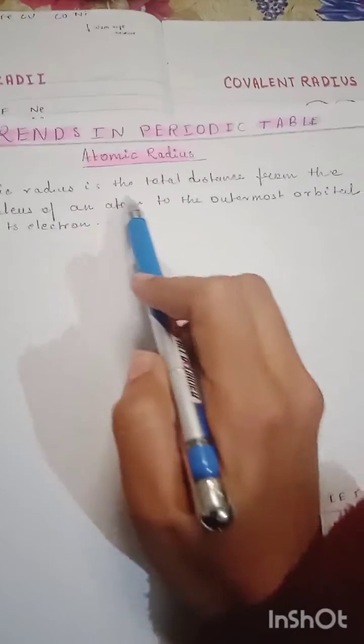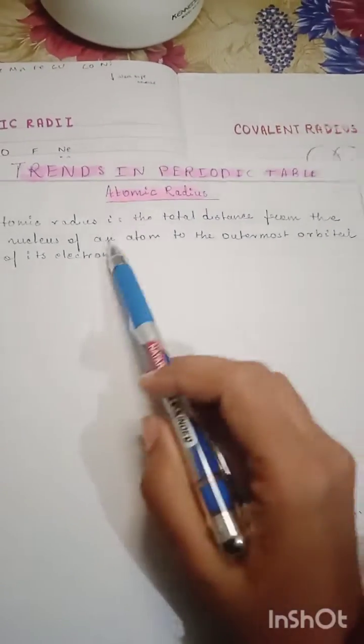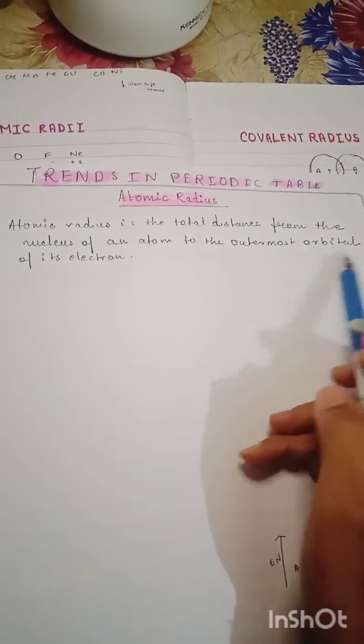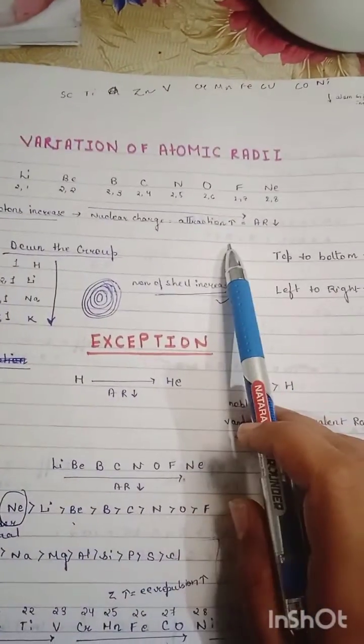What is atomic radius? Atomic radius is the total distance from the nucleus of an atom to the outermost orbital of its electrons. Now see, variation of atomic radii.